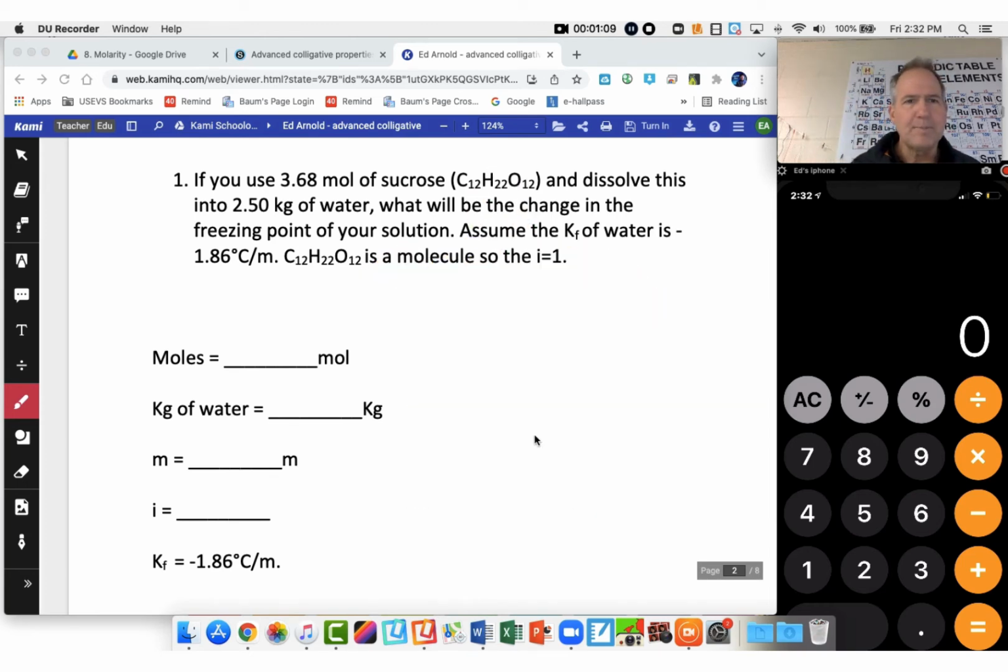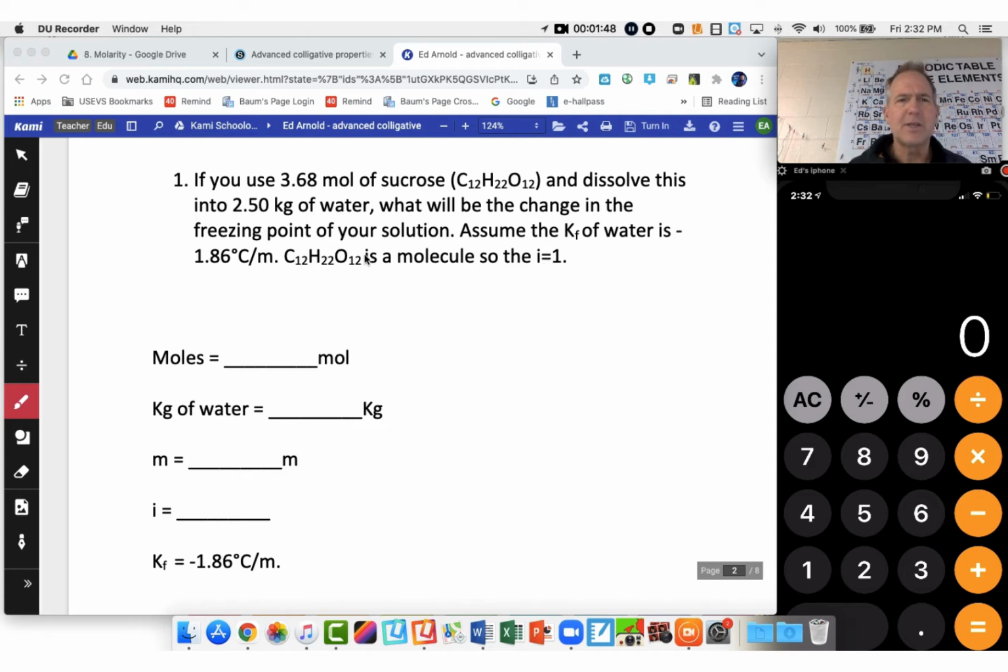If you use 3.68 moles of sucrose, that's sugar, and dissolve this into 2.5 kilograms of water, what will be the change in the freezing point of your solution? Assume that the Kf of water is 1.86 degrees Celsius per molality. And then remember, sugar is a molecule, so it's not an ionic compound, so its i is 1. It doesn't break apart, it does not dissociate.